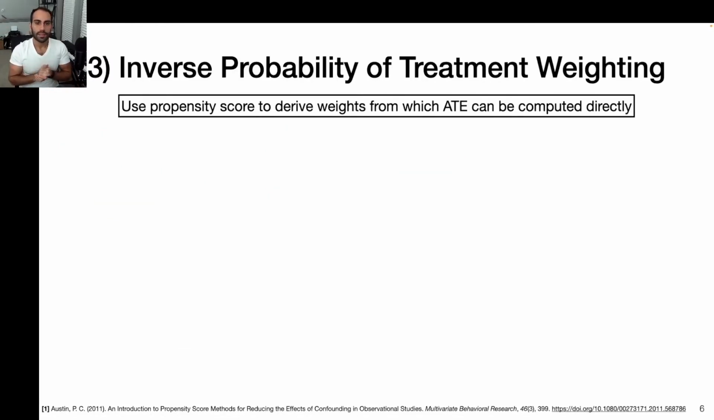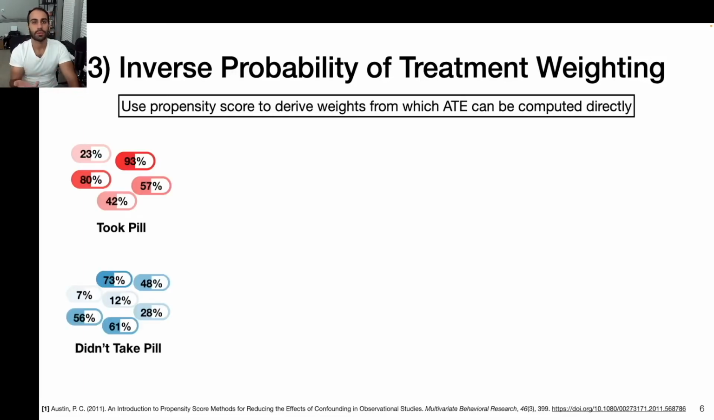All right, the last method I'll talk about is inverse probability of treatment weighting, or IPTW for short. The first two methods were kind of similar, where we were clumping together people with similar propensity scores and comparing average outcomes between people that took the pill and didn't. But in IPTW, we do things a little differently. Here, instead, we use the propensity score to derive weights from which the average treatment effect can be computed directly.